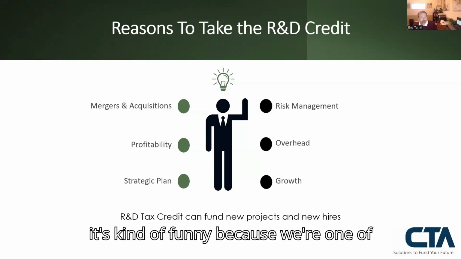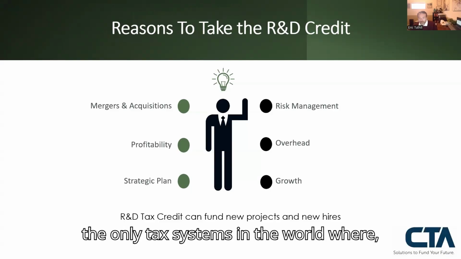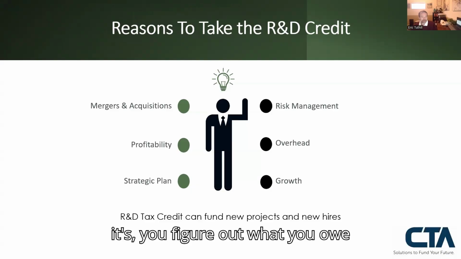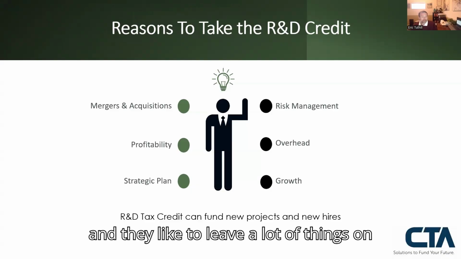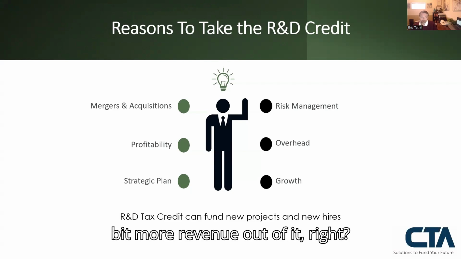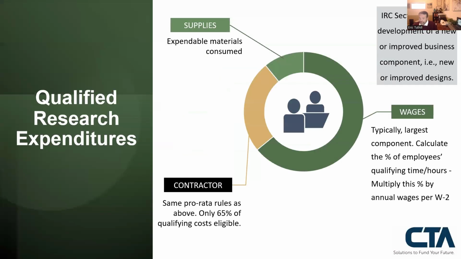It's kind of funny because we're one of the only tax systems in the world where you figure out what you owe. And they like to leave a lot of things on the table because then they get a little bit more revenue out of it, right?